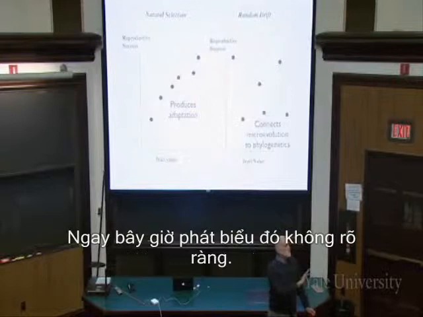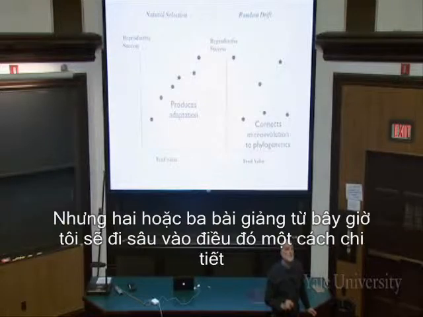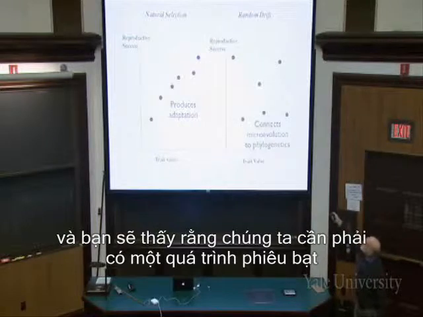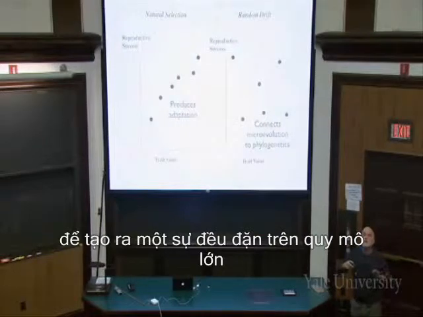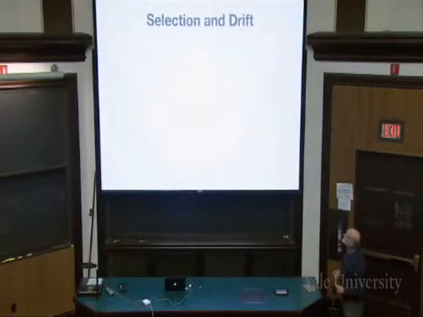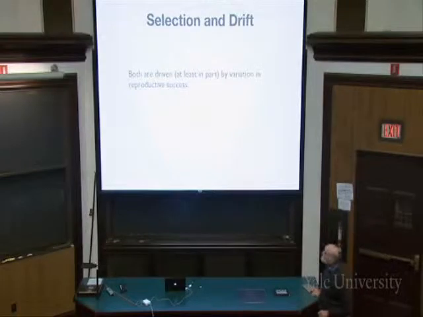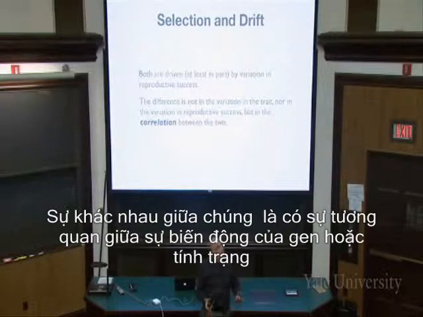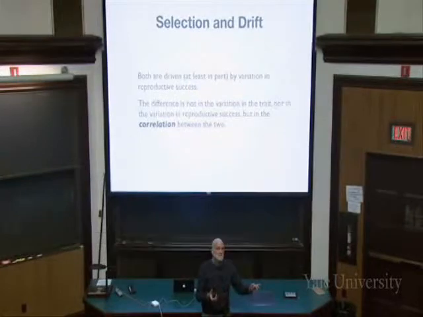That statement right now is opaque. Don't expect that one to be transparent at this point. But 2 or 3 lectures from now, I will go into that in detail, and you will see that we need to have a process of drift in order to generate a kind of large-scale regularity that gives us timing and relationship in macroevolution. So both are driven by variation in reproductive success. The difference is in whether there's a correlation between the variation in the gene or the trait and the variation in reproductive success.